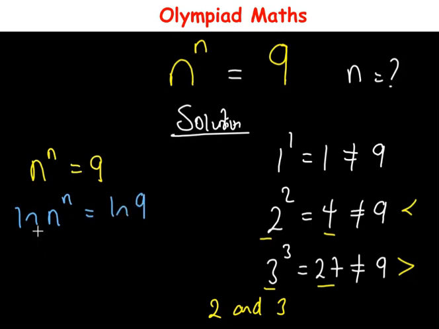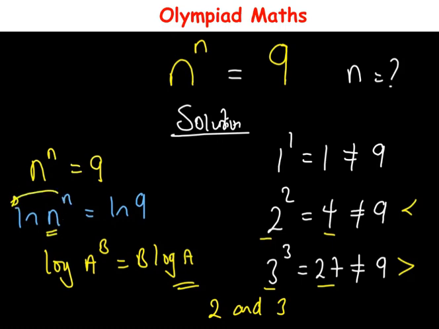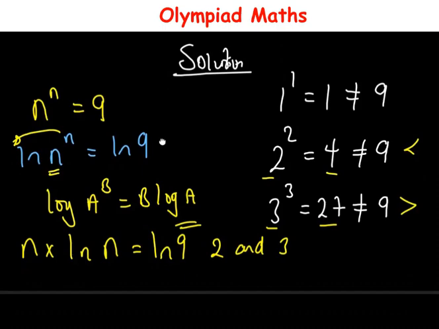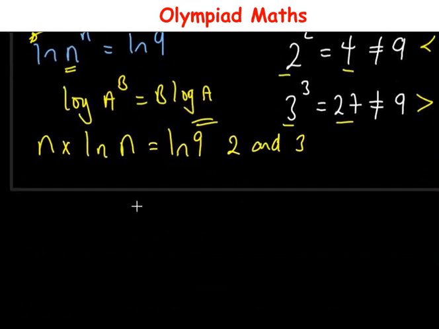From here, applying this rule of logarithm, that if you have logarithm of a raised to power b, this equals b times logarithm of a. Applying this rule right here, the power n comes to this side, so this becomes n times ln n equals ln 9. So with this, what we have is n times ln n equals ln 9.